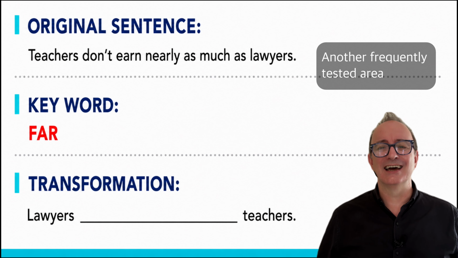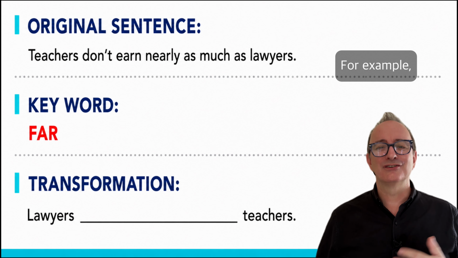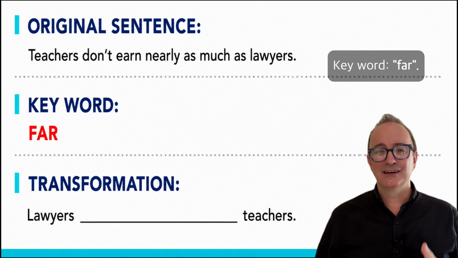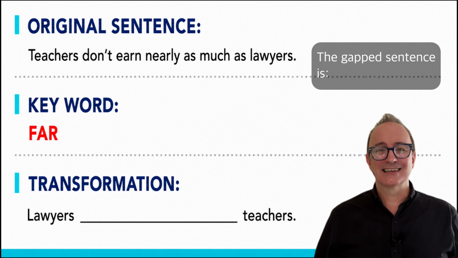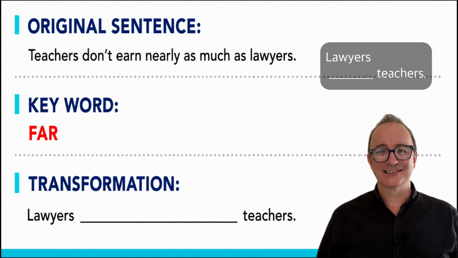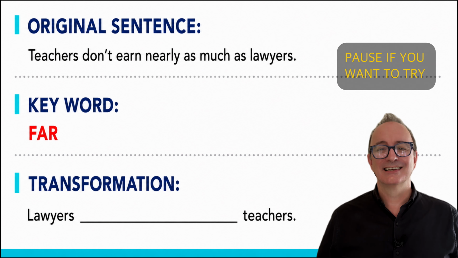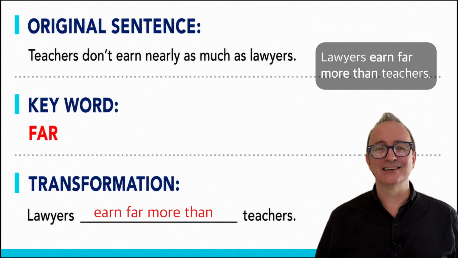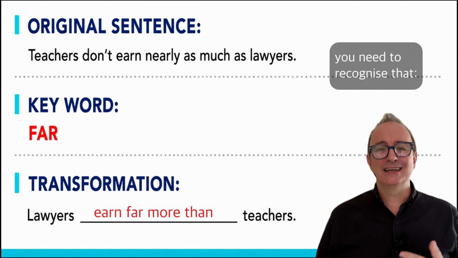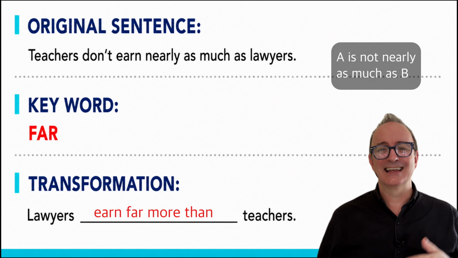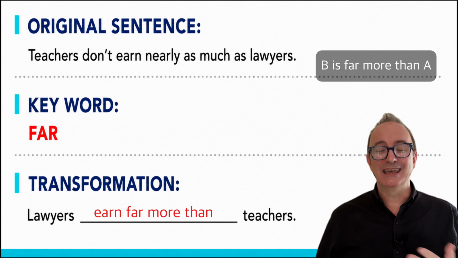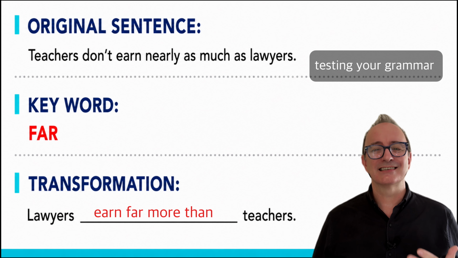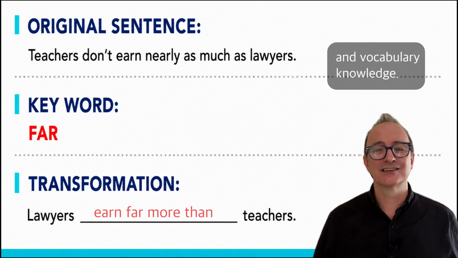Another frequently tested area is comparative structures. For example, "Teachers don't earn nearly as much as lawyers." Keyword: far. The gapped sentence is: lawyers, gap, teachers. And the answer is: lawyers earn far more than teachers. To answer this question, you need to recognise that "A is not nearly as much as B" becomes "B is far more than A". And this is another example of Cambridge testing your grammar and vocabulary knowledge.